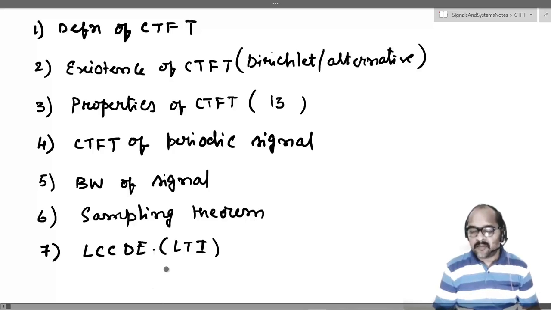Next, let us solve a lot of problems and then move on to the next chapter, which is Laplace transform.